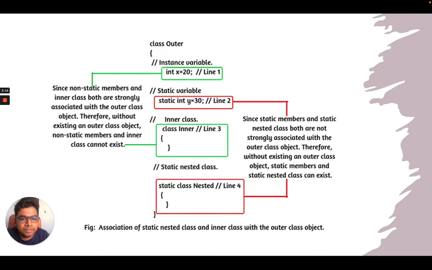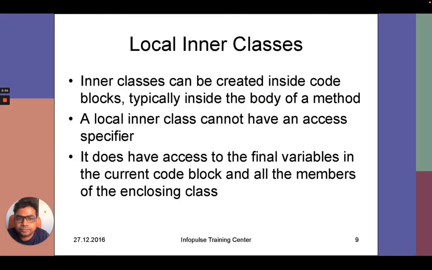Since static members and static nested classes are both strongly associated with the outer class, not with its objects, static members and static nested classes can exist without an outer class object. For non-static or inner classes, non-static members and inner classes are both strongly associated with the outer class objects. Therefore, without an outer class object, non-static members and inner classes cannot coexist.